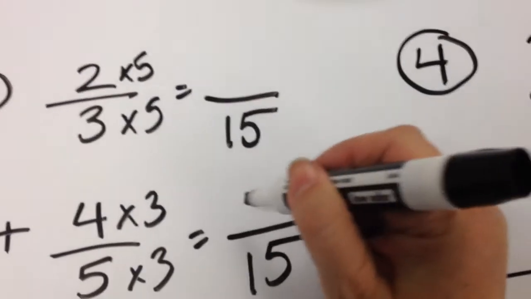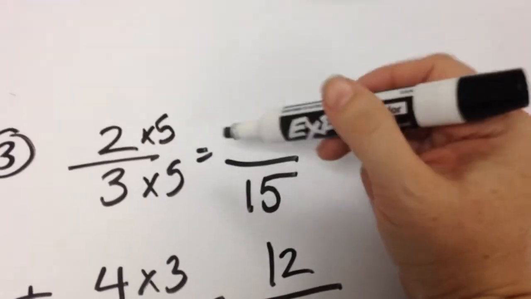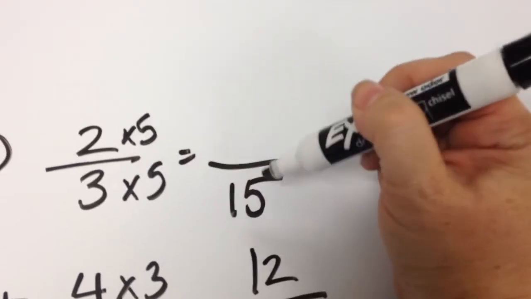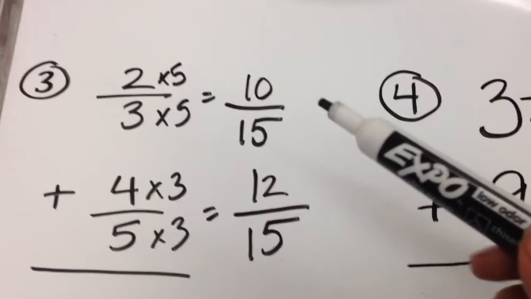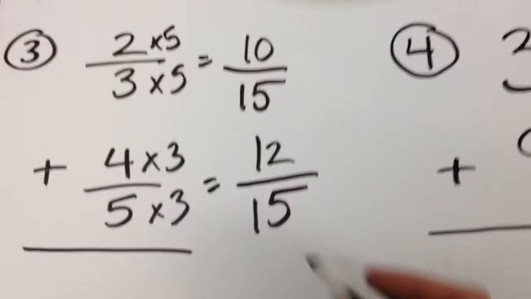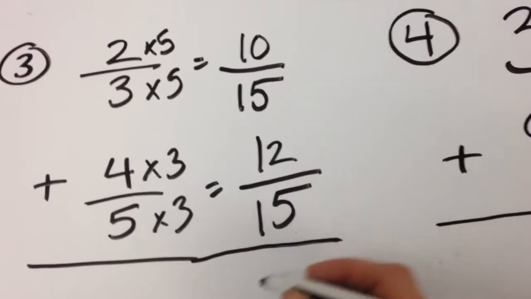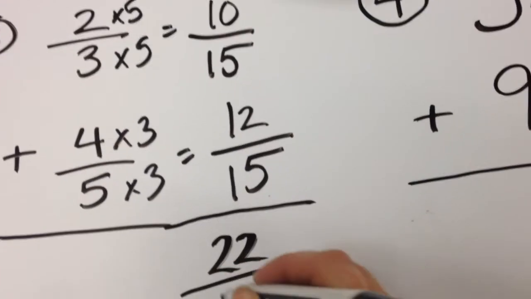And 4 times 3 is 12, so 12/15. And the first fraction, 3 times 5 is 15, 2 times 5 is 10. So I'm adding this together. I have 10/15 and 12/15, which adds up to 22/15.